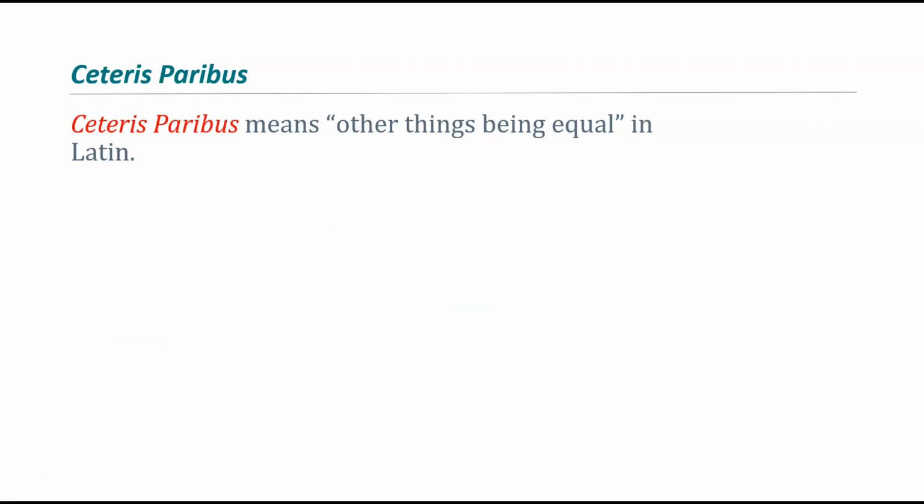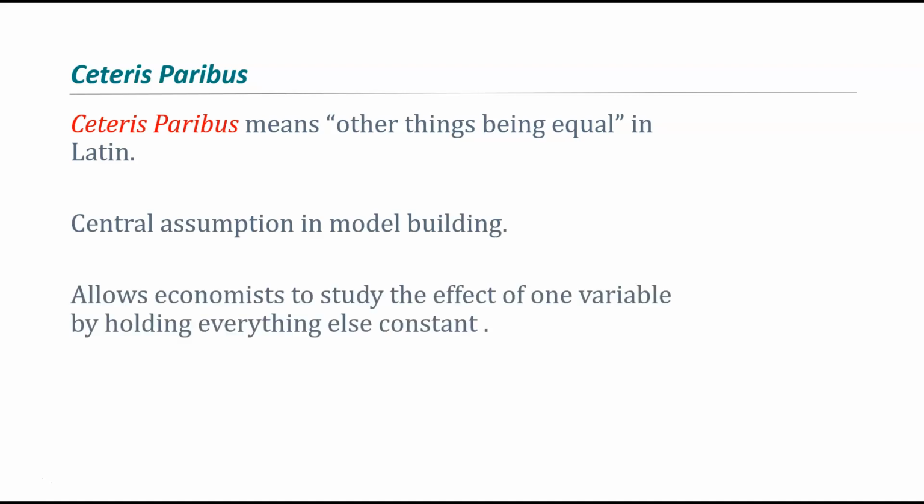So in order to make a model, to make a simplified version of the world, we have to be able to make certain assumptions, simplifying assumptions. One of those that's particularly important that we return to over and over is the assumption of ceteris paribus, which is Latin and just means other things being equal. It's a central assumption in model building, and it allows us to study the effect of just one variable by holding everything else constant.